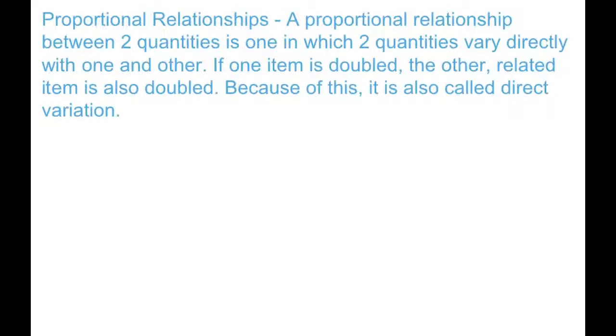Alright, so proportional relationships. A proportional relationship between two quantities is one in which the two quantities vary directly with one another. If one item is doubled, the other related item is also doubled. Because of this, it is also called direct variation.